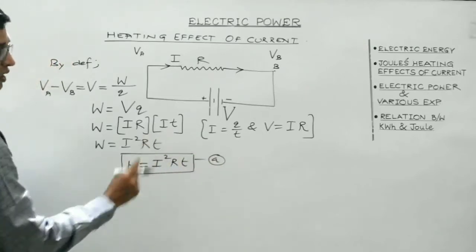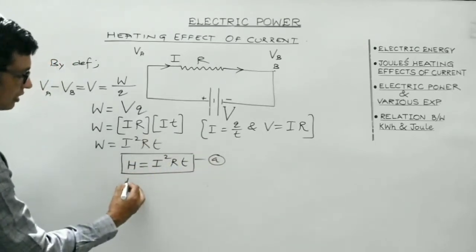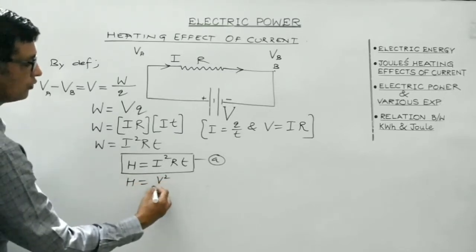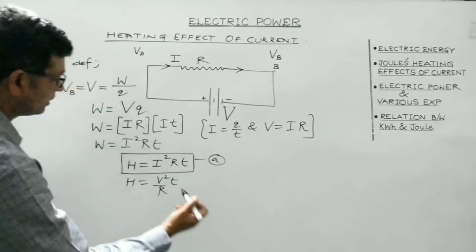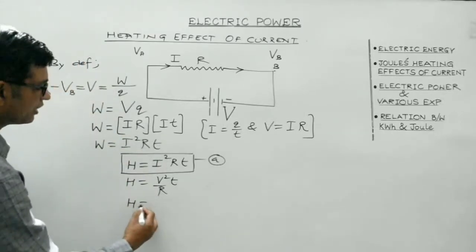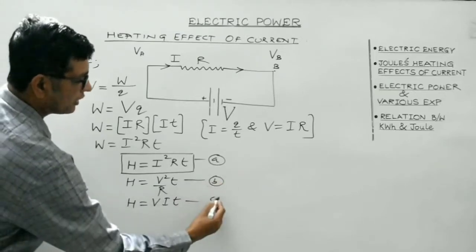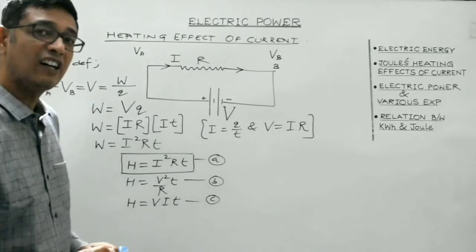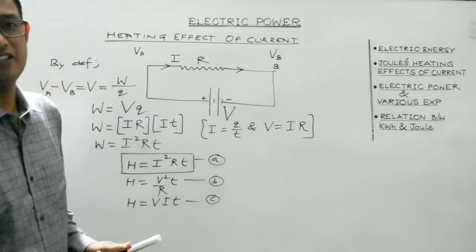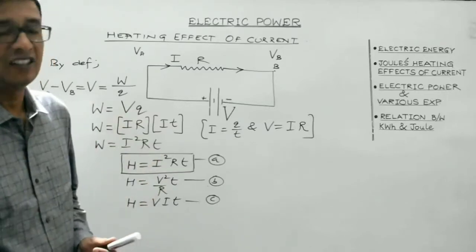H equals I square RT. In place of I, substitute I equals V by R. So what you get is H is equal to V square by R into T. And what will be the third expression? The third expression will be H is equal to VIT. So these are the three expressions for the amount of heat produced when current I is made to pass through a conductor. I hope you have understood the concept completely, isn't it?